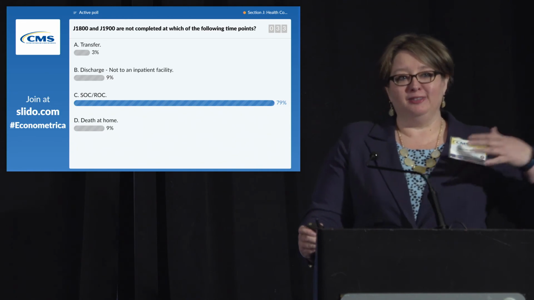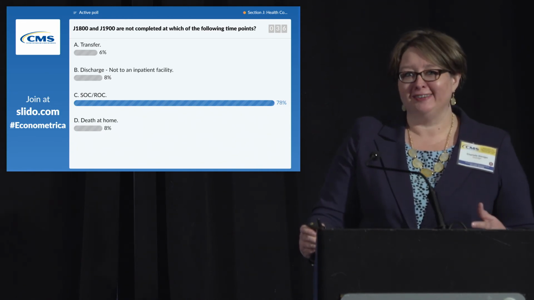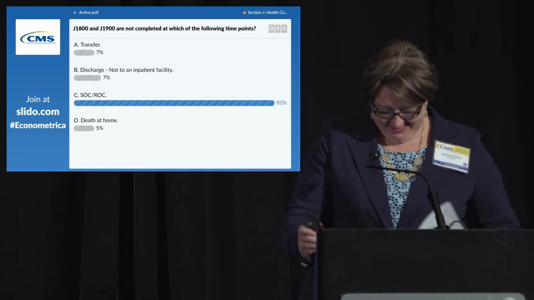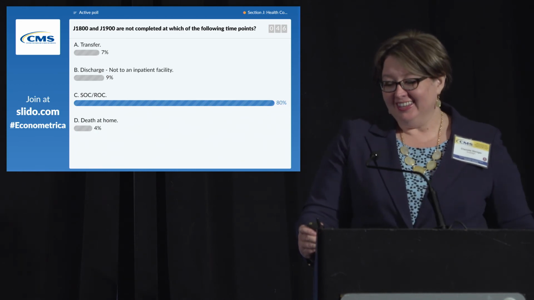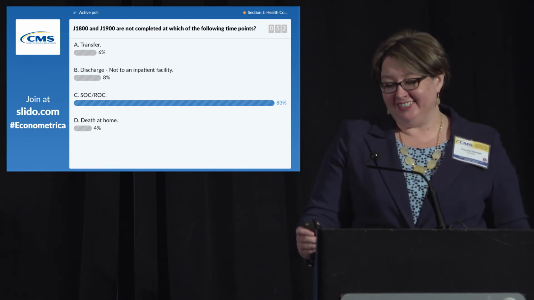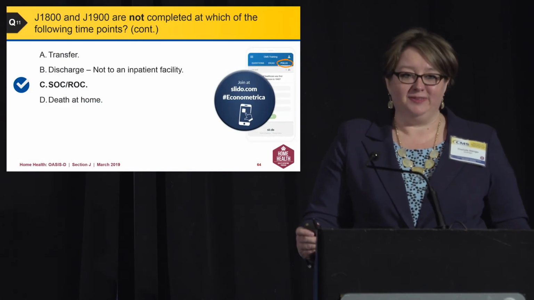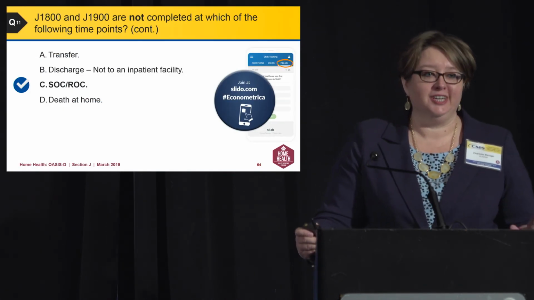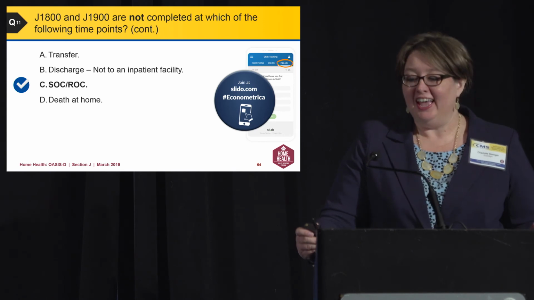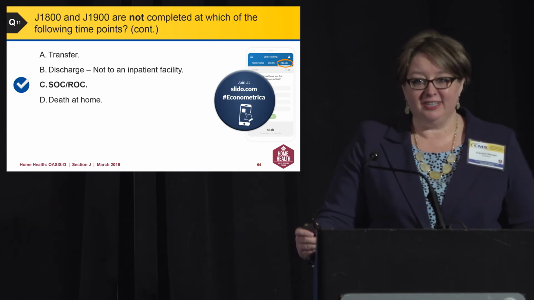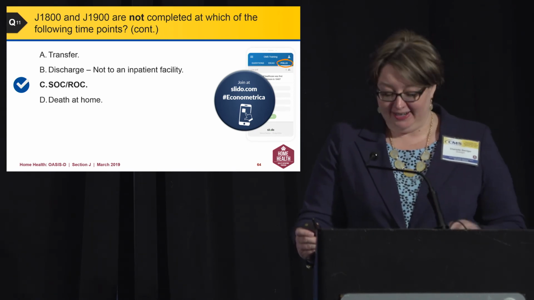Remember, we talked about it being a look back, so there's not really a lot to look back at start of care, hint, hint. So the actual correct answer is here, start of care, resumption of care. You're only capturing J1800 and J1900 at transfer, discharge not to an inpatient facility, and death at home.